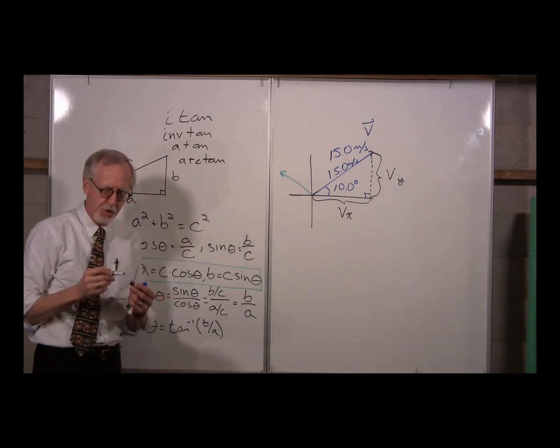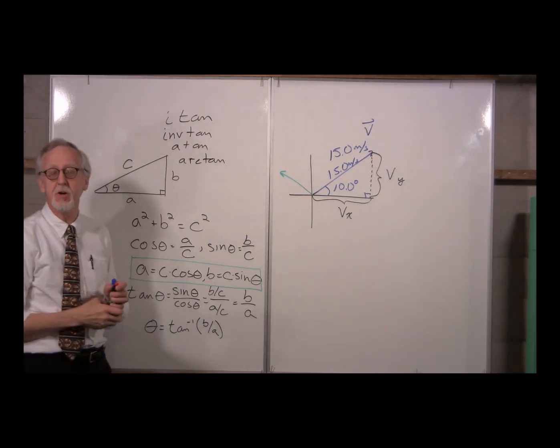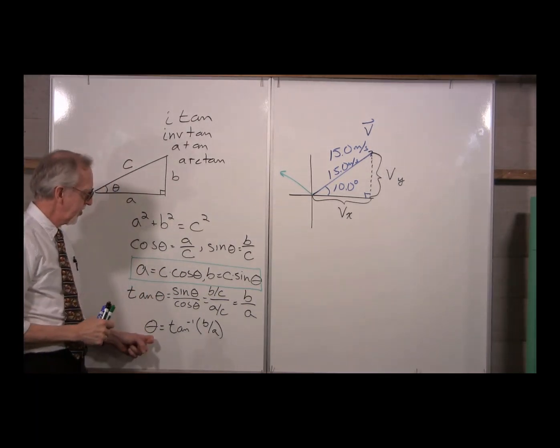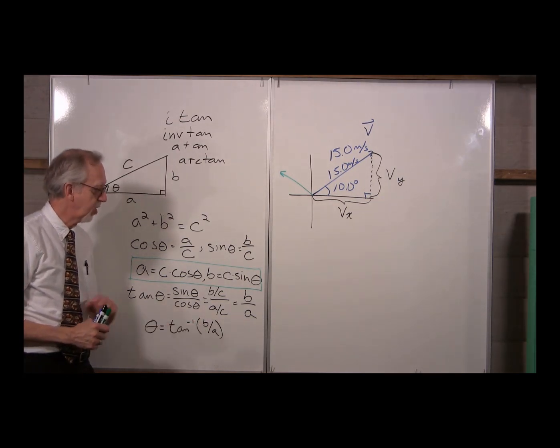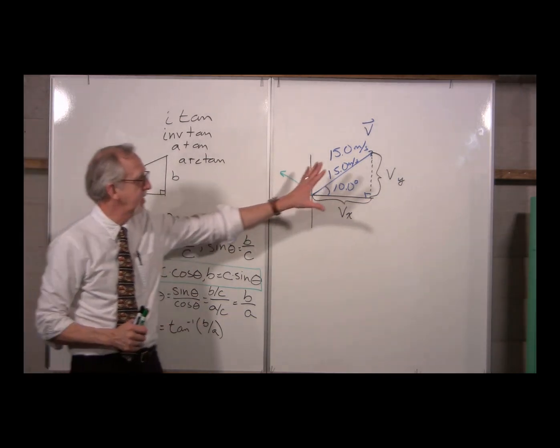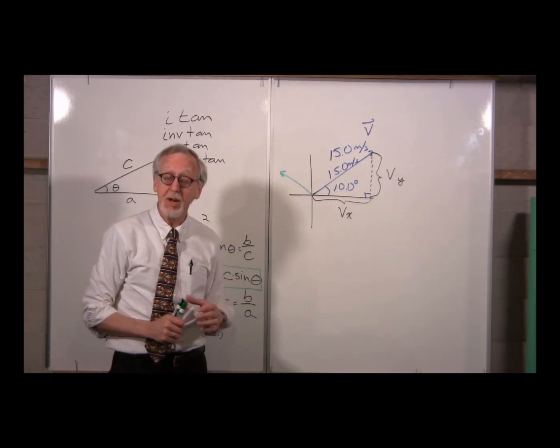It could be written any of those ways. It just means the inverse tangent function. So that theta is the inverse tangent of B over A, the opposite over adjacent side. Now let's apply these to our situation over here.